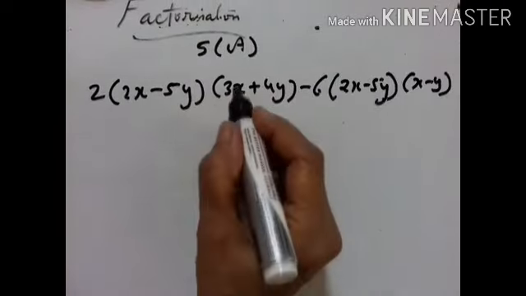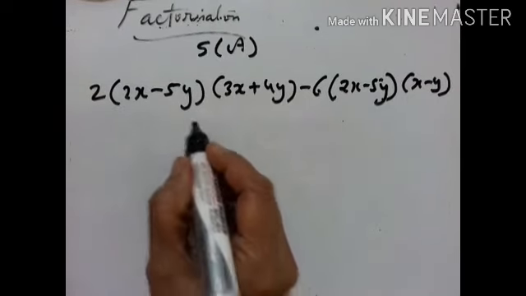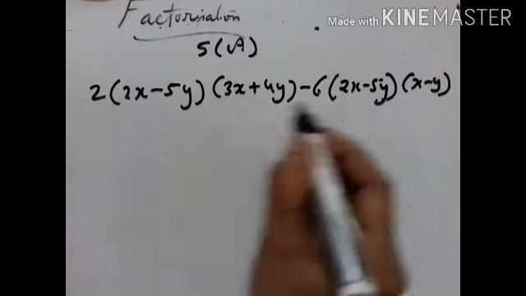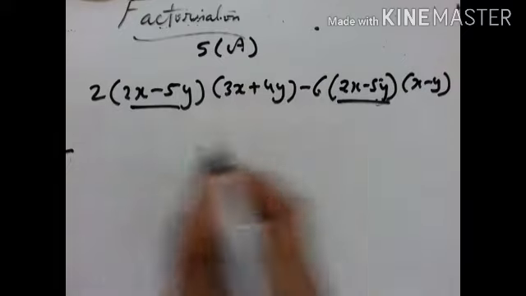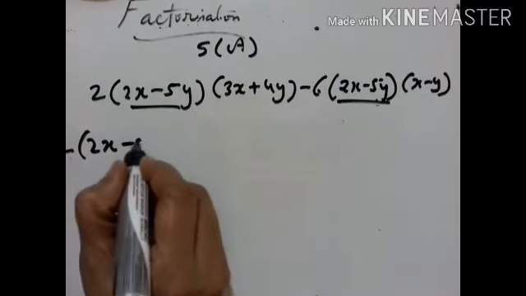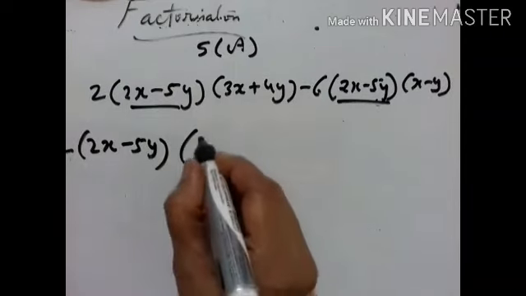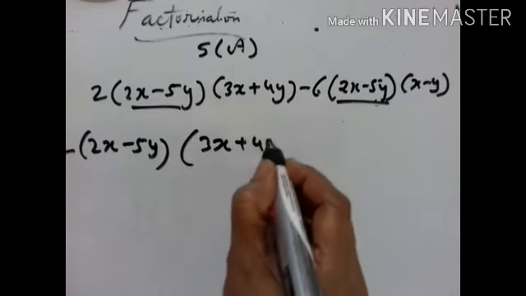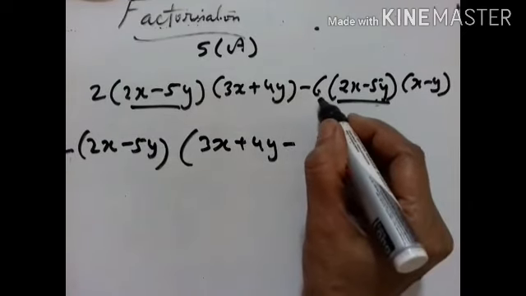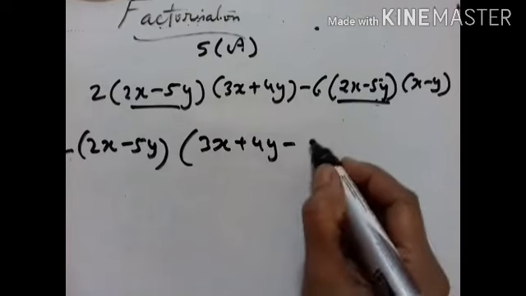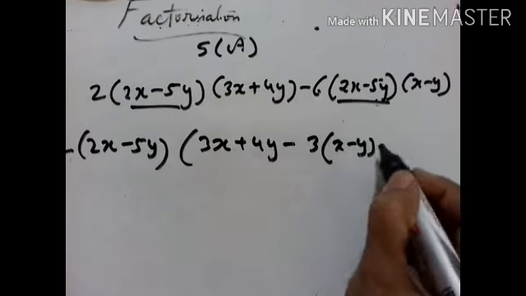Let's go to exercise 5a. First problem. Here what is common? 2 and 6. 2 is common. Then 2x minus 5y. 2x minus 5y. Then what remains is 3x plus 4y minus, this is 2 into 3, 2 has gone out, so 3 is remaining here. 3 into x minus y is remaining.